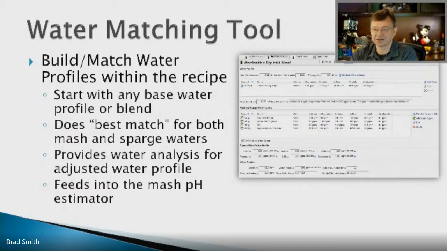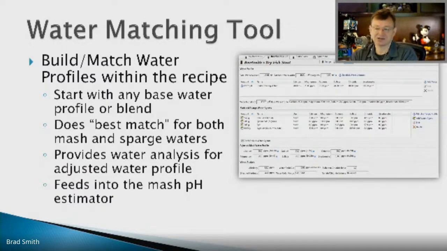You can also blend. We were talking about diluting: if your water profile is not good, you can dilute it with maybe distilled water or RO water. You can do that right in the program and say, I'm going to use 5 gallons of my base water, and then 2 gallons or 7 gallons or whatever of RO water, and it'll blend them and calculate the water profile right there in the program.